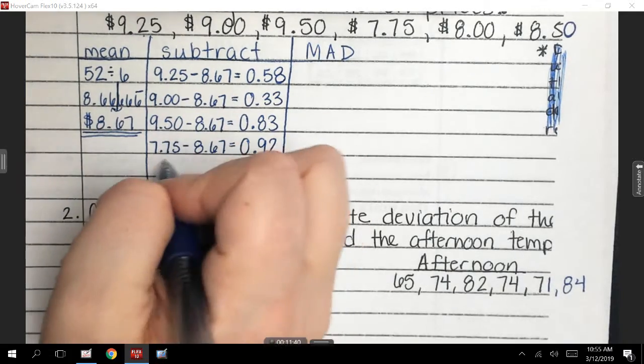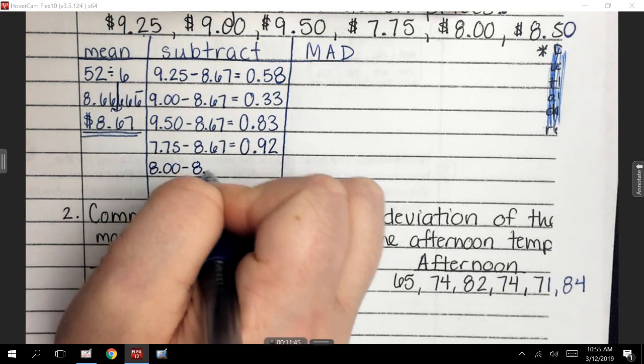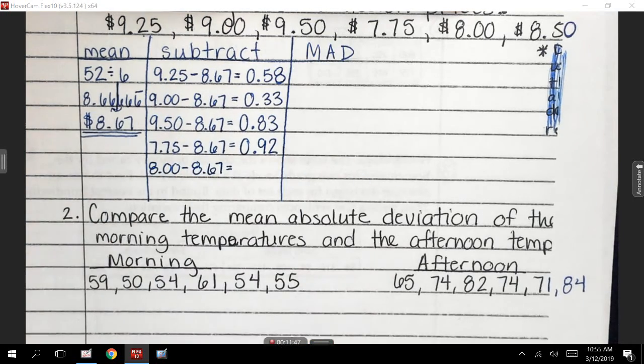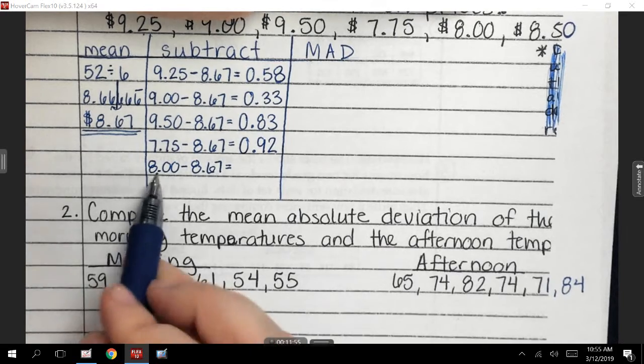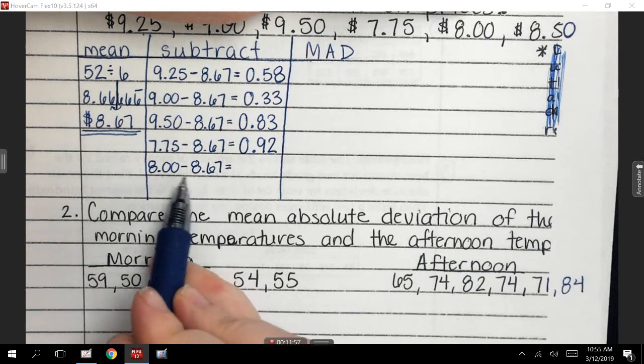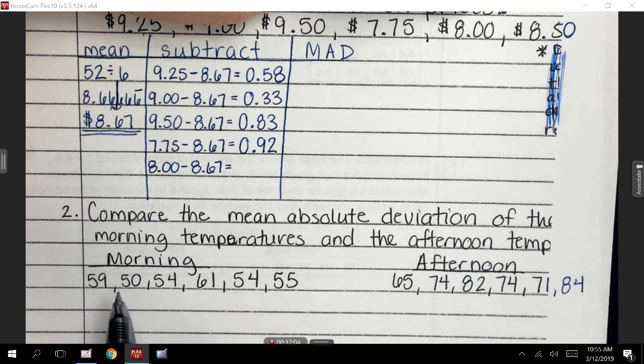So the next one says $8, so I have 8.00. I'm still doing minus 8.67. Do you see how I'm subtracting the same number every time? Makes it pretty easy. All right? My calculator is going to give me one thing, but what am I going to write down, Alana? Double check. Type it in your calculator just like that. What am I going to actually write down? What does the calculator say? Let me see, I think your calculator's got something funky going on. What do we get, Maribel?